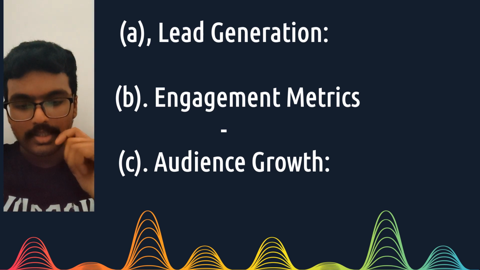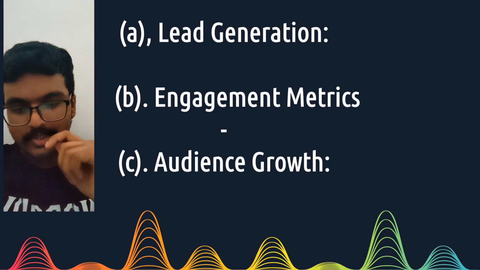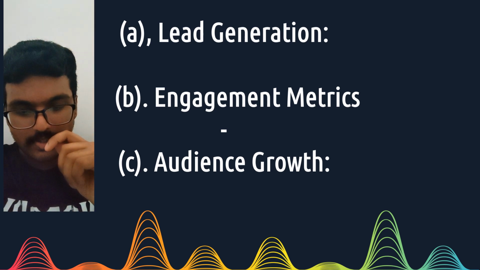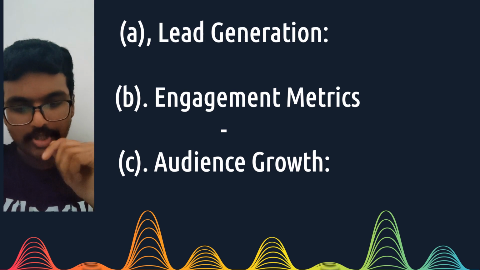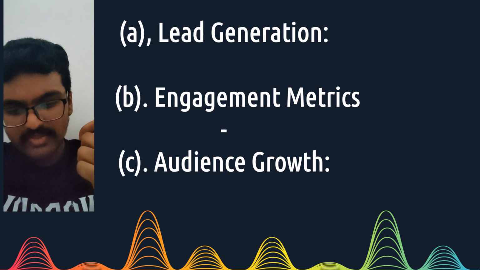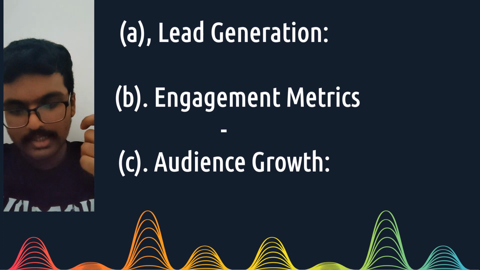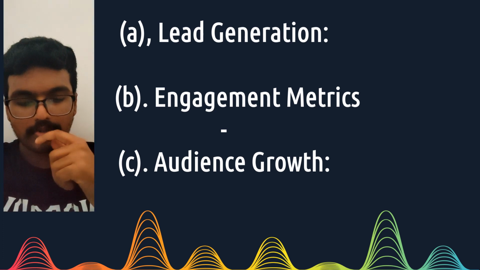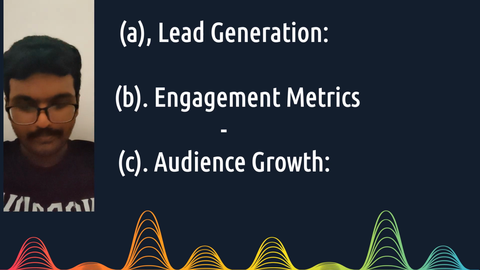Then for B, engagement metrics determine the degree of audience participation. Examine likes, shares and comments, which are very important. Then we track the click-through rates (CTR) of social media links that are shared.